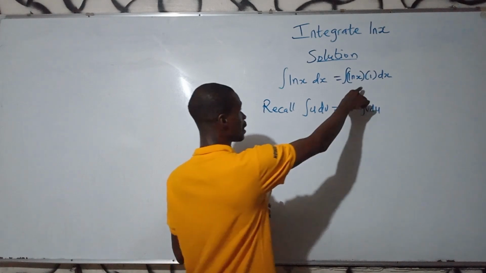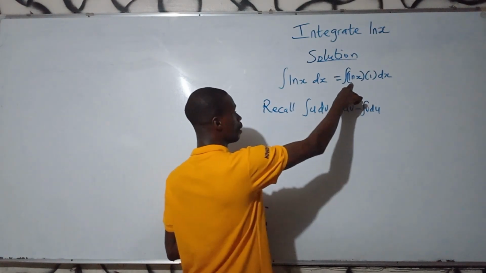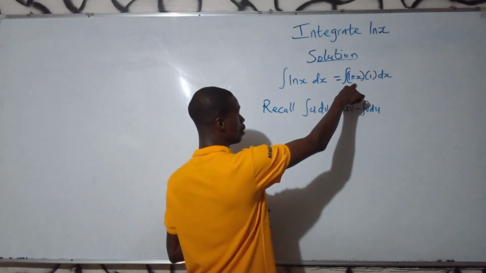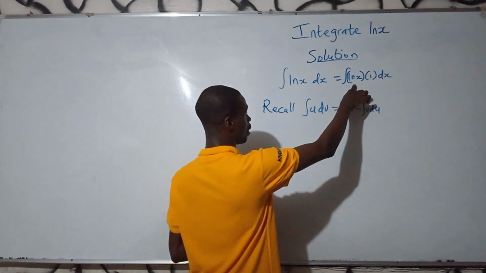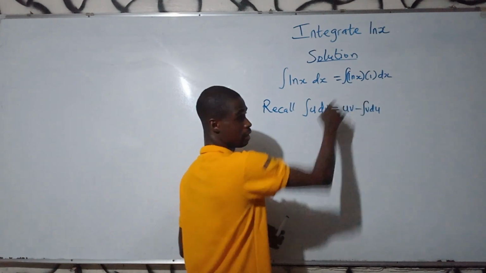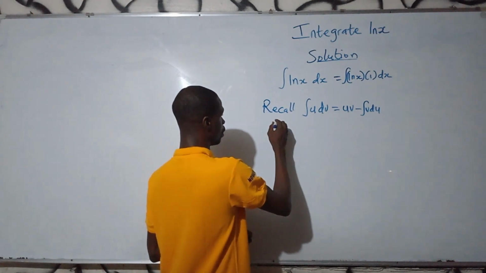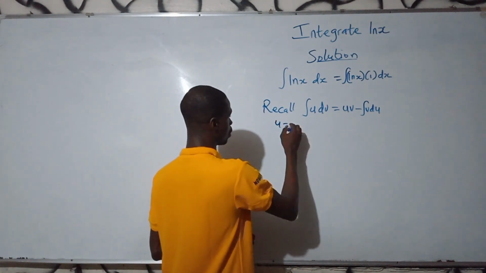So therefore, since we can easily differentiate ln x, we can let our u be equal to ln x. Do you get that now? So therefore our u is equal to what? u is equal to what?